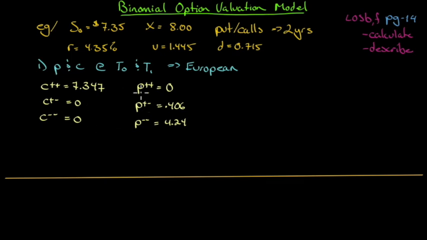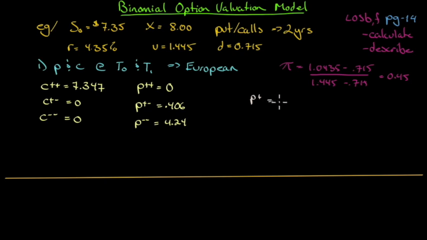So I've just repeated what we've concluded on the last screen. We're going to need some probability to start calculating these, so let's figure out what our pi is. It is 1 point, what's our interest rate? 0.0435 minus our D, which is 0.715, over U minus D, 1.445 minus 0.715, will give us 0.45. So now we're in a position to calculate P plus, P minus, C plus, and C minus.